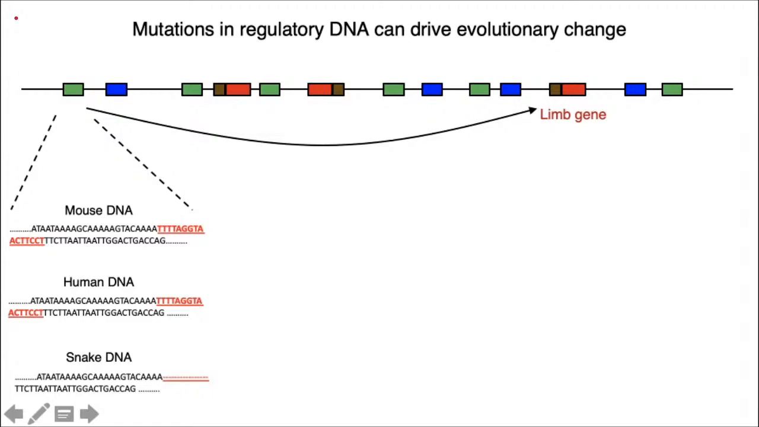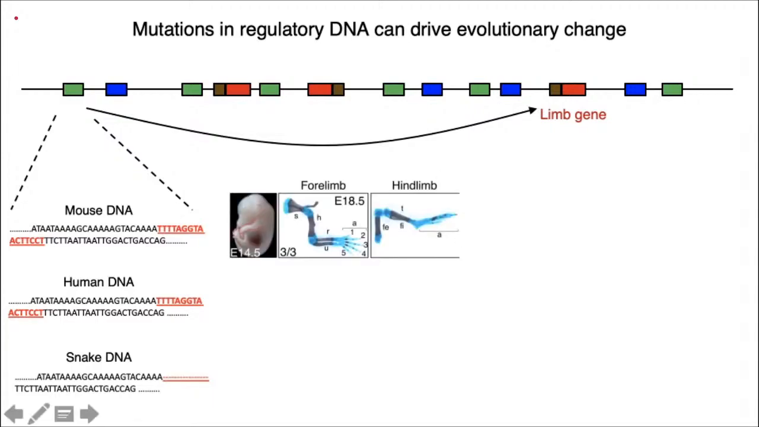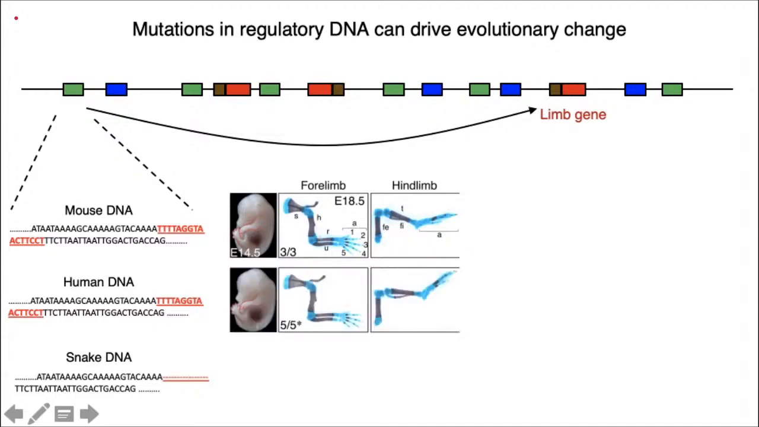To know if this change is actually involved in the loss of limbs during evolution, what some researchers have done is to first just look at the development of a normal mouse. It has a forelimb like this, hind limb like this. And then what they did was to replace this enhancer by the human equivalent. And they saw that the mouse is pretty much normal. It has a forelimb and hind limb, just like the mouse with the mouse DNA.